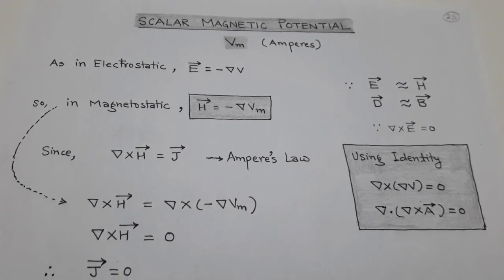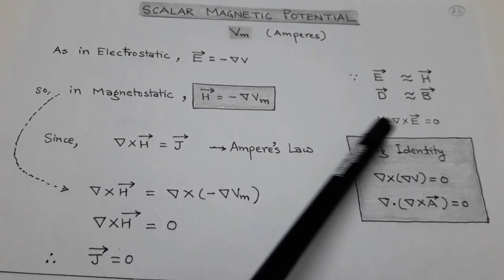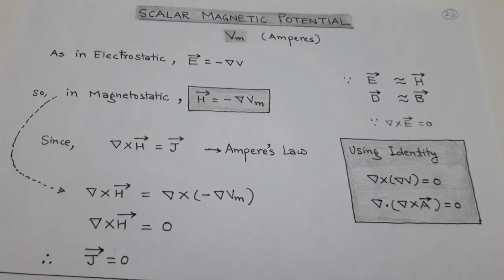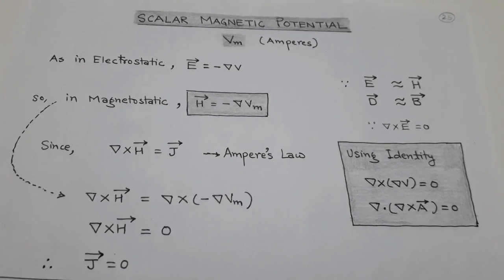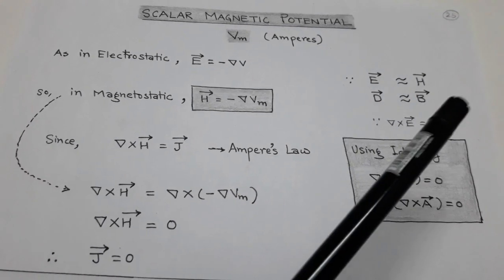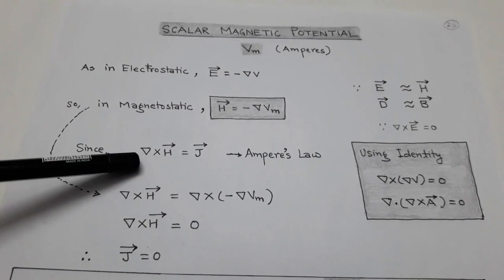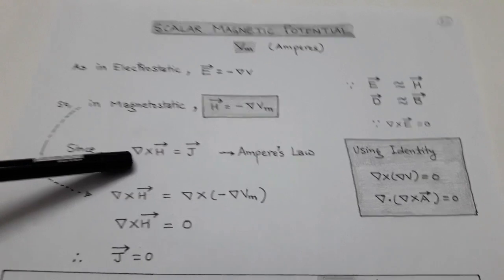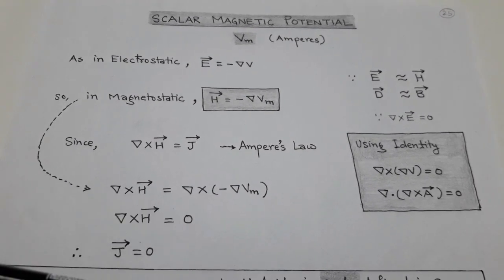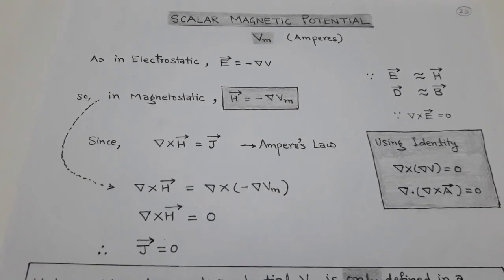Now, as we know, the curl of E is equal to 0. That is, in electrostatics, the curl of electric field intensity E is equal to 0 because electric field intensity is conservative in nature. But in magnetostatics, there is Ampere's law, which defines that the curl of magnetic field intensity H is equal to current density J vector. So here we use Ampere's law, that is, curl of H equals J vector.